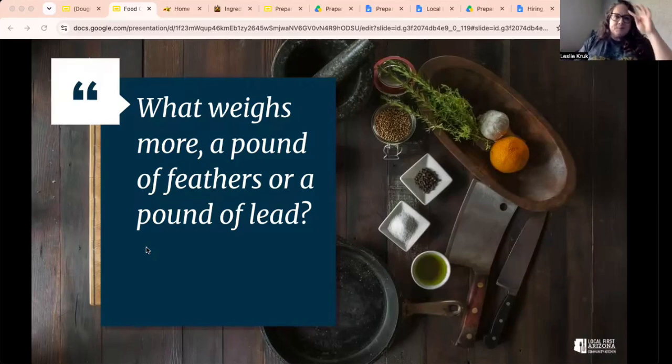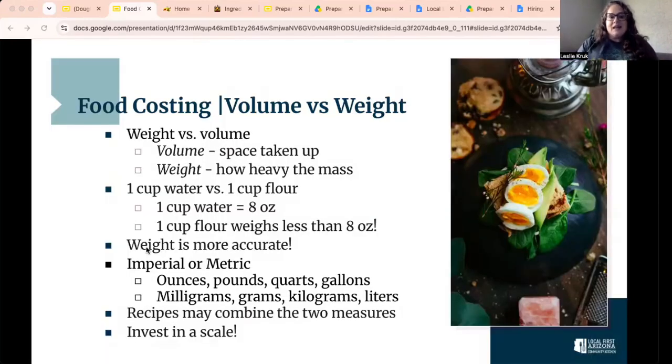So here's my pop quiz. What weighs more, a pound of feathers or a pound of lead? It's a trick question. They both weigh a pound. However, a pound of feathers, or rather a cup full of feathers and a cup full of lead, will weigh 2 very different things because we're talking about volume in these instances and not weight.